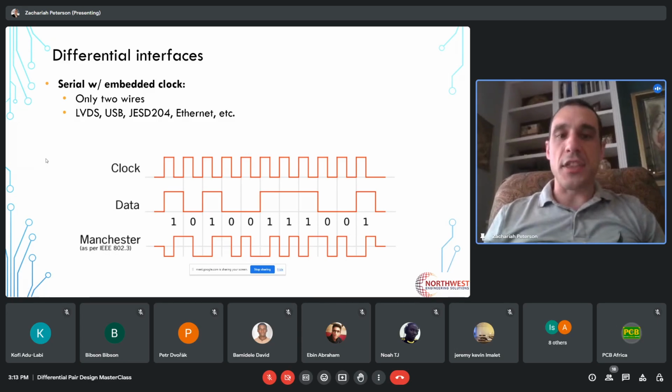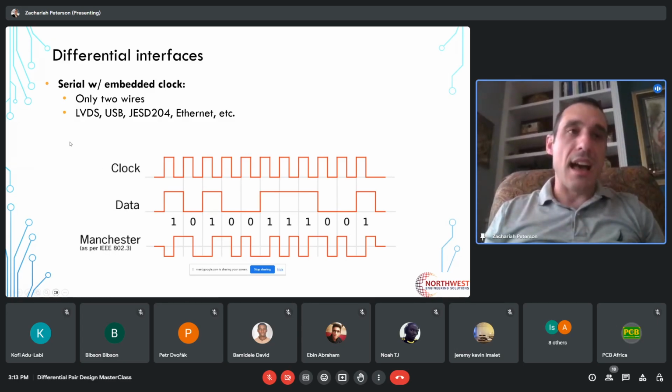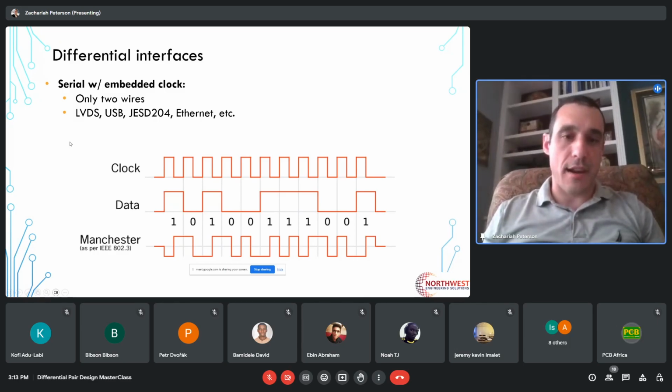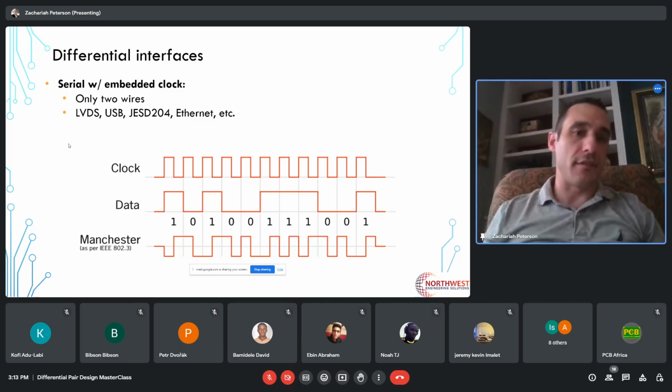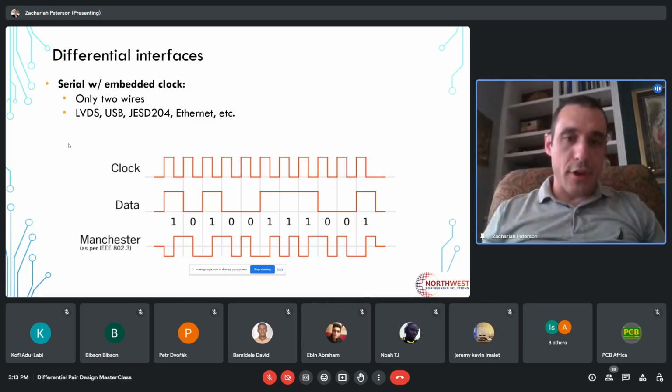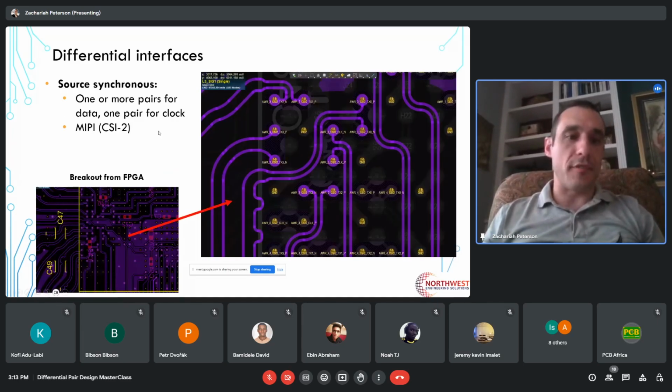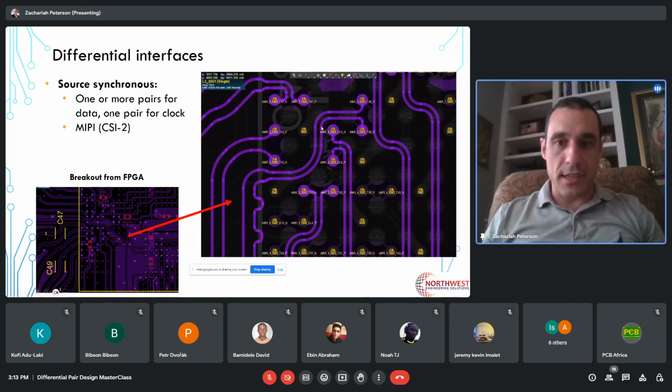Now, that's not the only kind of differential interface, but it is very common. And when you're looking at these very fast pairs at 100G or higher, you will have embedded clock inside that differential pair. But there are also groups of pairs in interfaces like CSI2. So in CSI2, this is used for cameras.